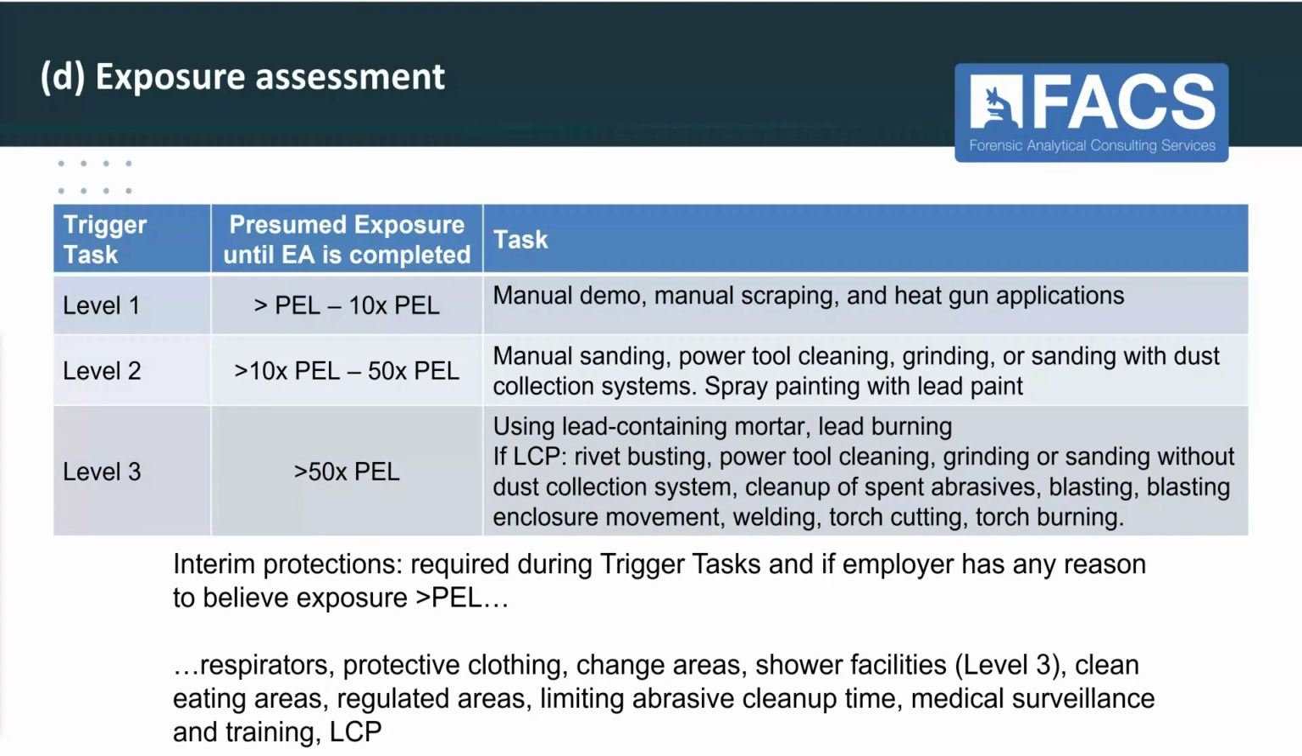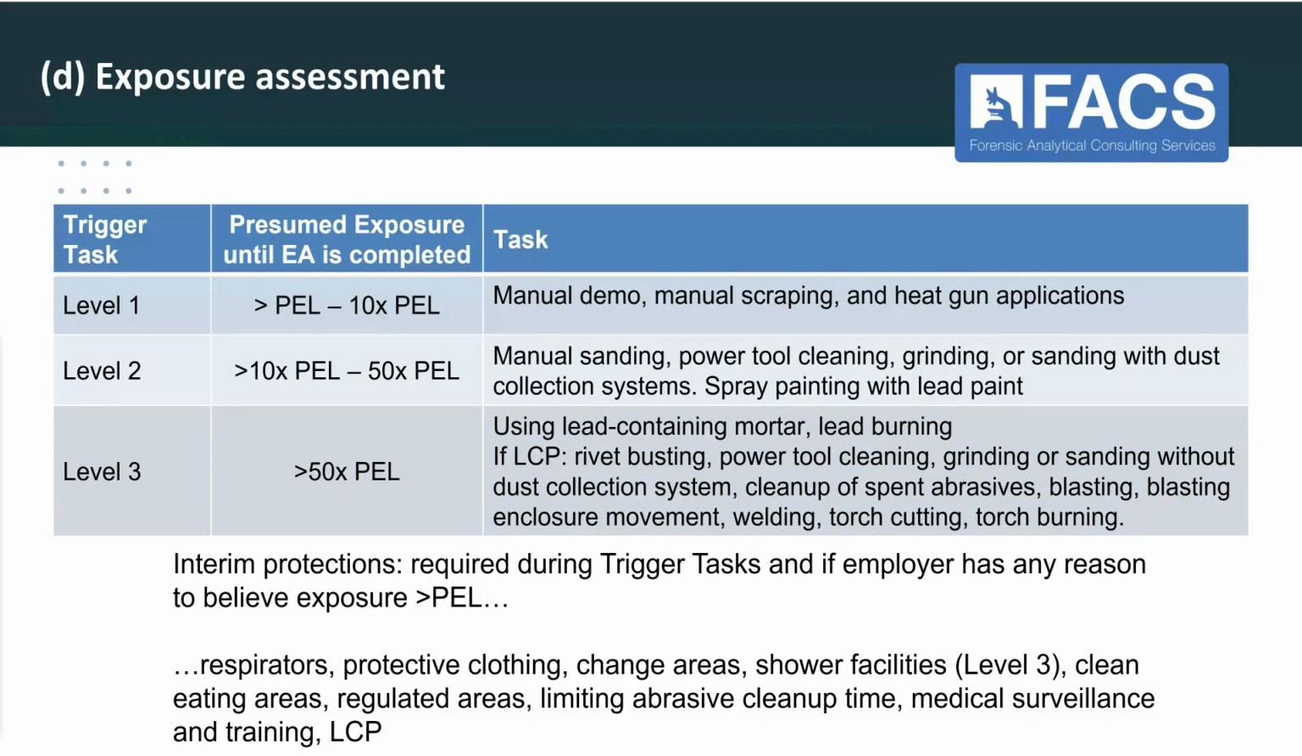So this is one of those things that has historically gotten ignored a little bit. Cal OSHA has cleaned this up, moved around some of these tasks in the different levels, but this continues to be required under the new standard. If we're doing any of these trigger tasks, you're talking about respirators, potentially protective clothing if you're above 30, clean change areas. If you're doing a level 3 trigger task, you might need shower facilities. You'll always need clean eating areas. Work has to be done within a regulated area to keep other employees out. Medical surveillance, blood testing, training, and a lead compliance plan. So if you're going to be doing any of these tasks and there's any amount of lead present, there's a whole bunch of requirements that you've got to follow just to start the job.